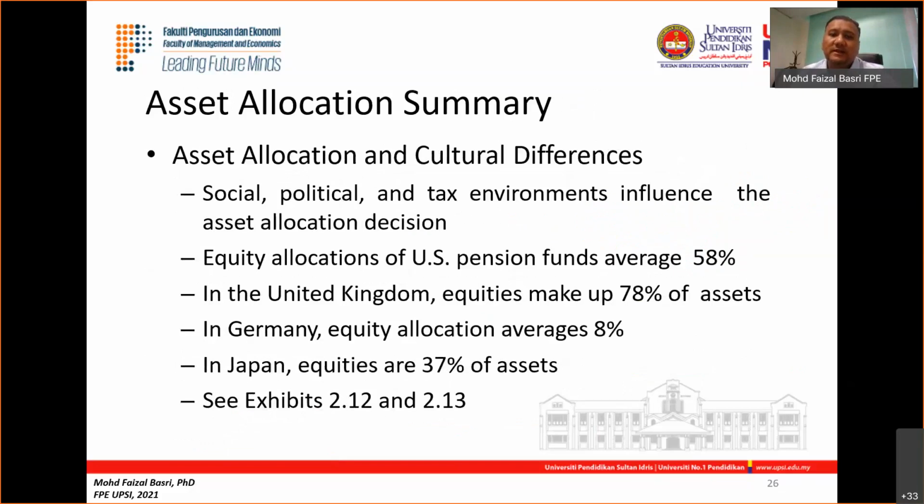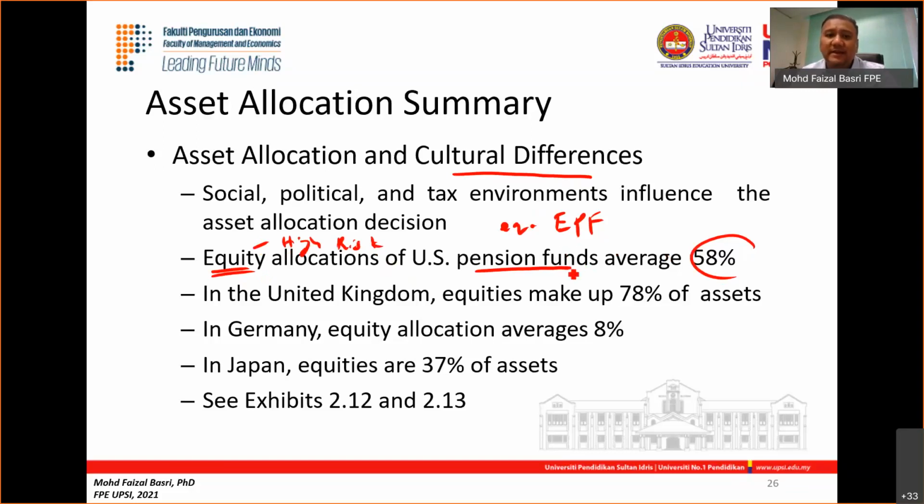So just to summarize, asset allocation and cultural differences will play a role too. Here you can see pension funds in the US, which is equivalent to EPF in Malaysia. The majority of the funds, or 58% of the funds, will be invested in equity. Remember, equity means stocks, and this equity is high risk. So 50% will be invested in high risk investment.